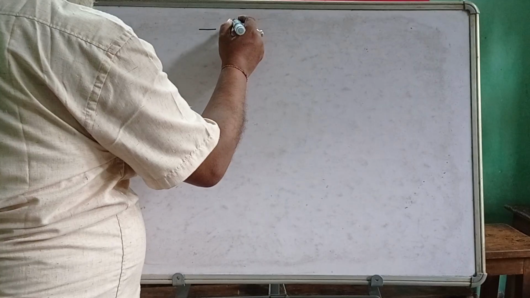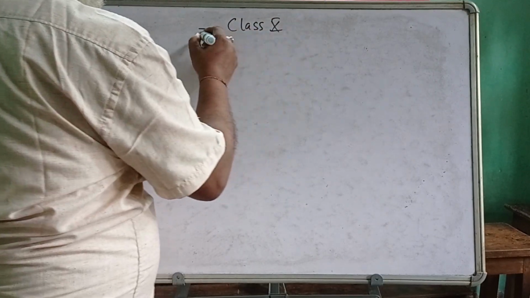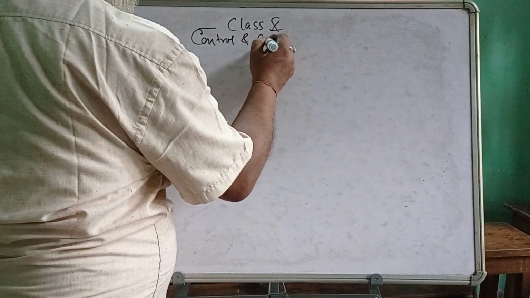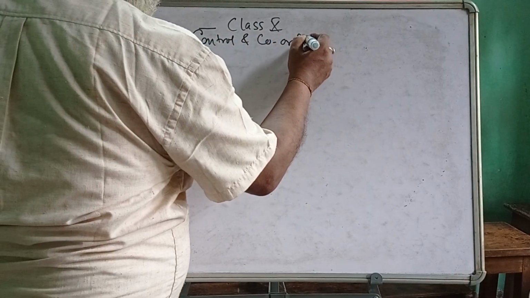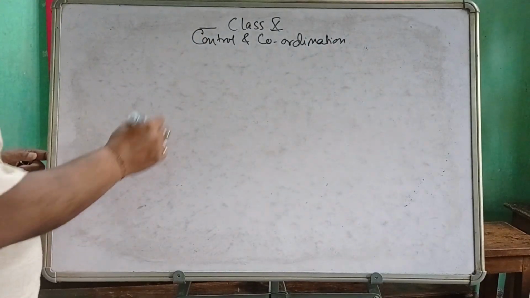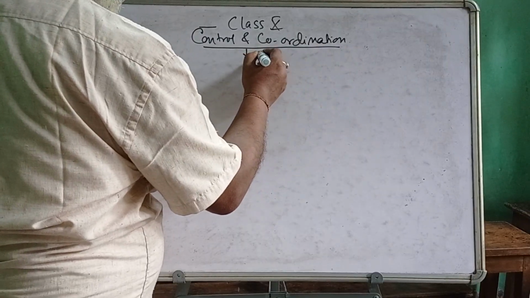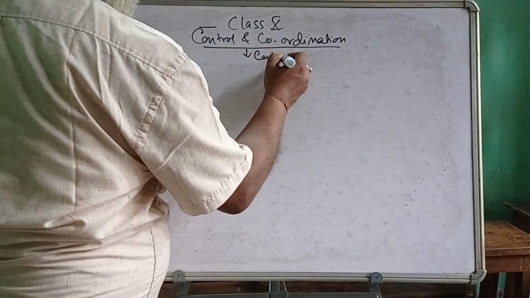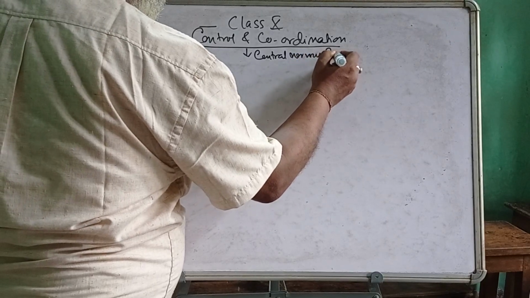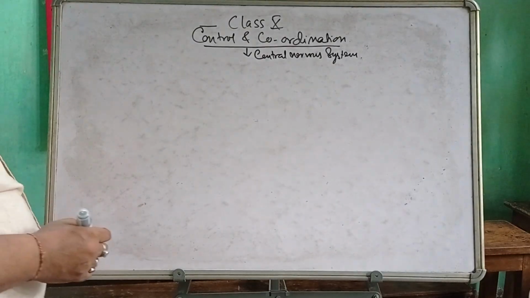This is for class 10, that is control and coordination. Control and coordination. This deals with our central nervous system.